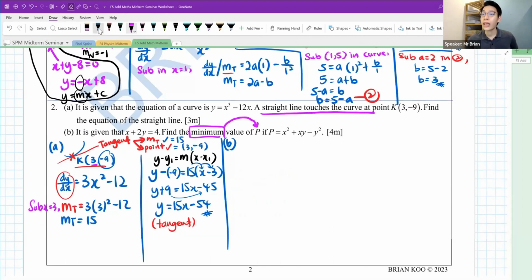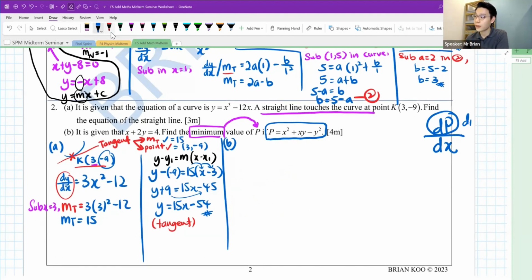For part B, okay, so next thing, now I'm very excited. I want to differentiate this because they say minimum P, differentiate the P. If you write it like this, it means differentiate the P. Down here, we usually say with respect to X or in terms of X, right?